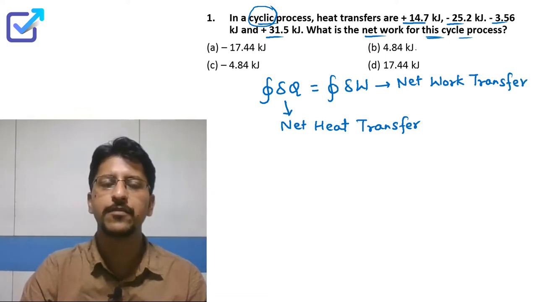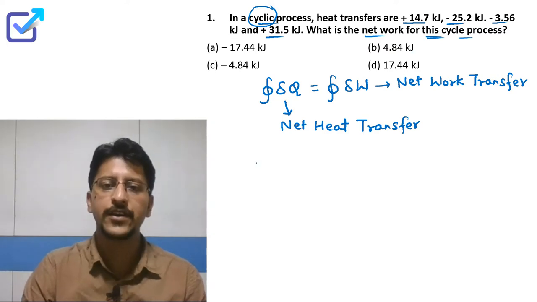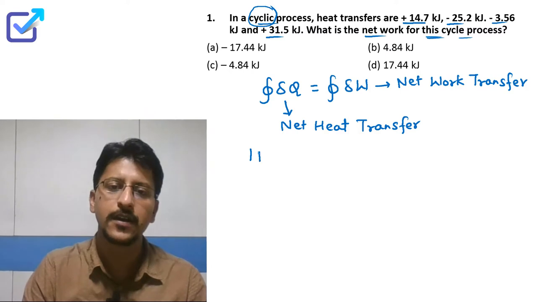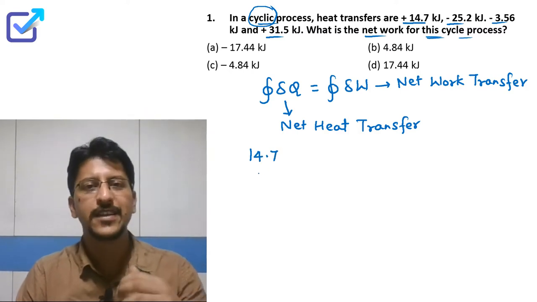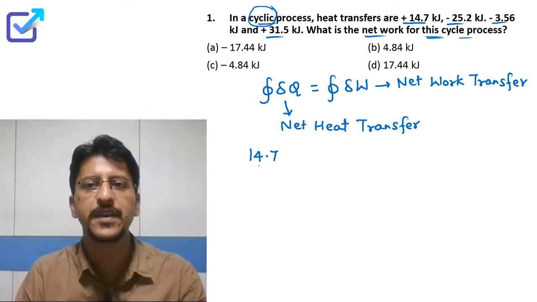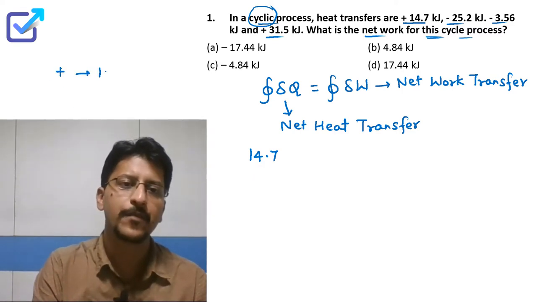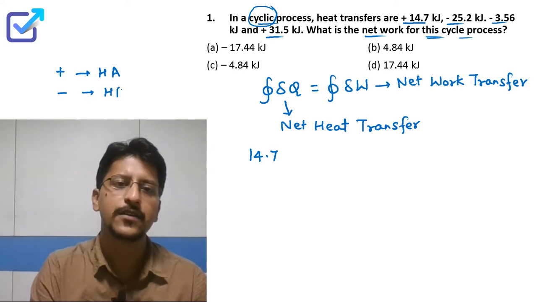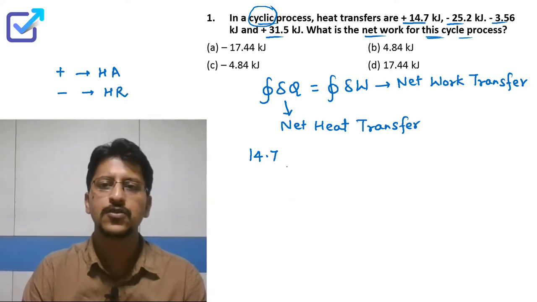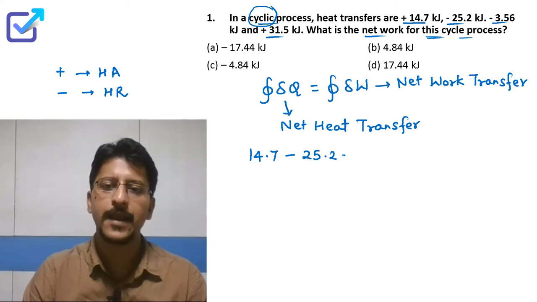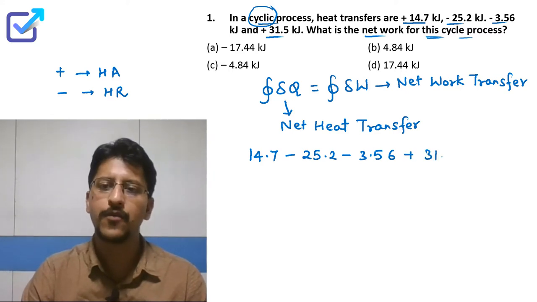So we just have to add up all these values of the heat transfer, and please don't ignore the signs, because they are also important. They indicate whether the heat is being added to the system or rejected from the system. Plus sign means that the heat is being added, and negative sign indicates that the heat is being rejected by the system. So plus 14.7, minus 25.2, minus 3.56, and plus 31.5.